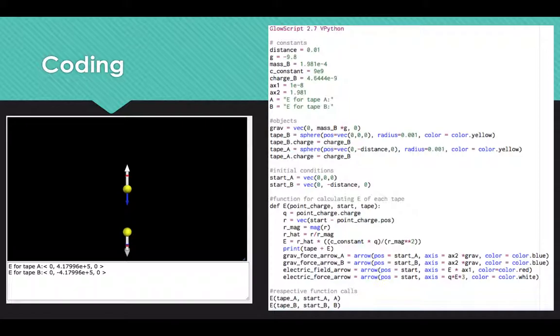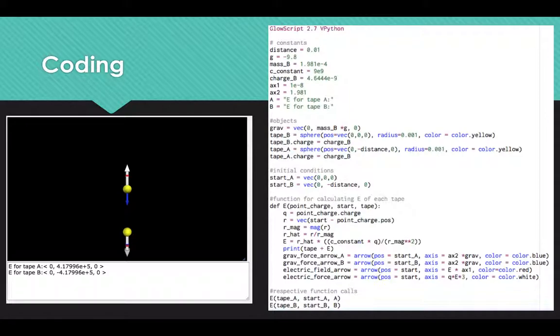On the right-hand side, we can see first I set constants and then created objects first for tape A and then also for tape B, and then created a function which would take in a point charge, whether A or B, and a starting location, and then calculate the electric field and the electric force.